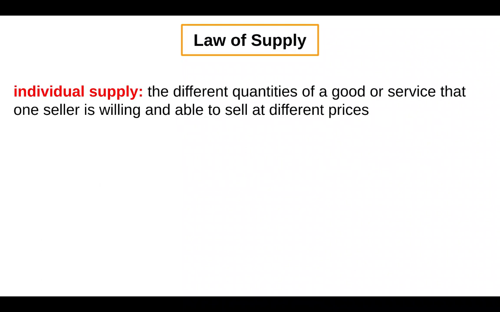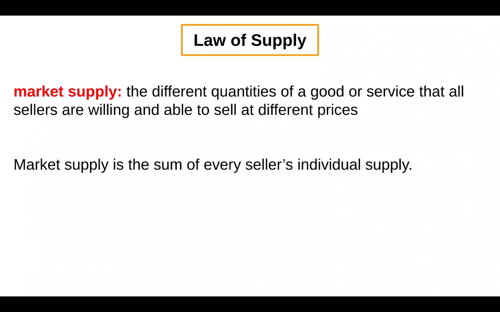So individual supply, much like individual demand, is the different quantities of a good or service that one seller is willing and able to sell at different prices. Remember, willing means that the seller wants to sell the product. Able means they have the resources, they have the financing to be able to sell that product. On the other hand, market supply is the different quantities of a good or service that all sellers are willing and able to sell at different prices.